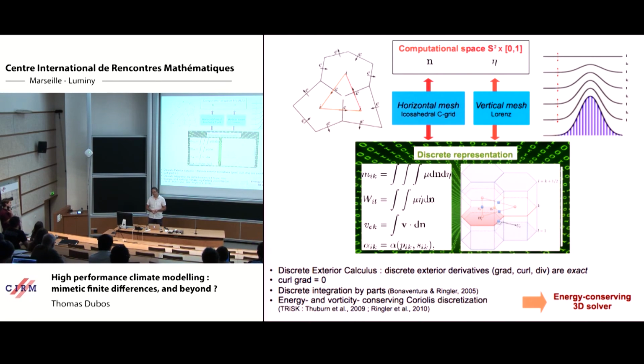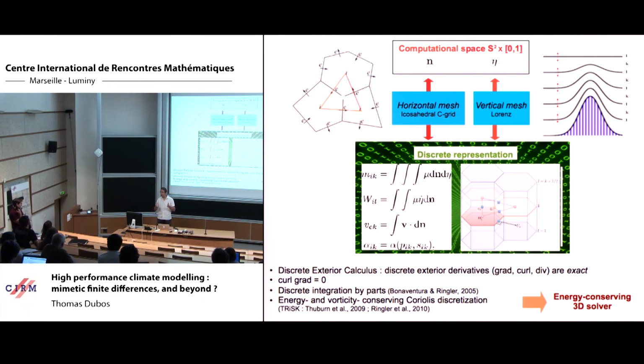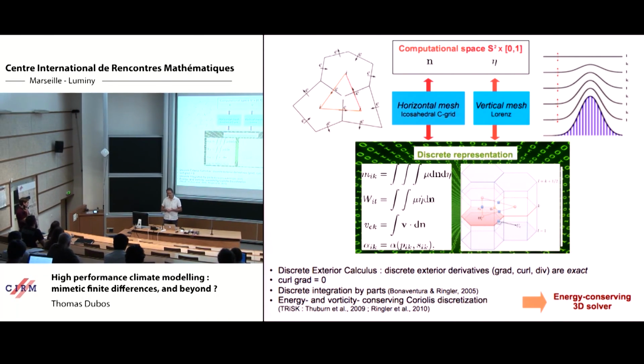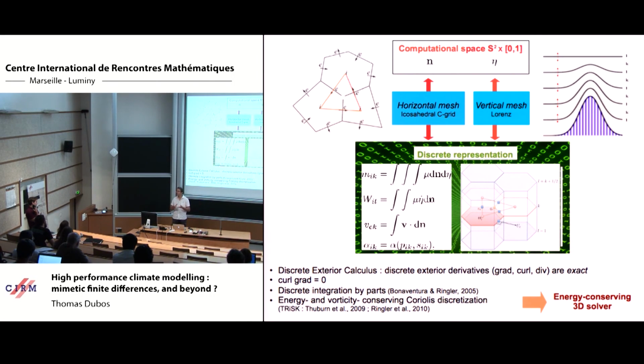And since in time we are fully explicit, we are limited by a Courant condition based on horizontal sound waves. So the time step is relatively small. So with a, say, third or fourth order Runge-Kutta, you have very small time discretization errors.